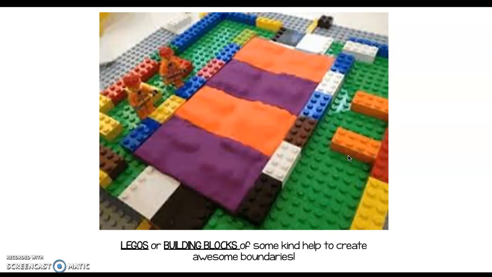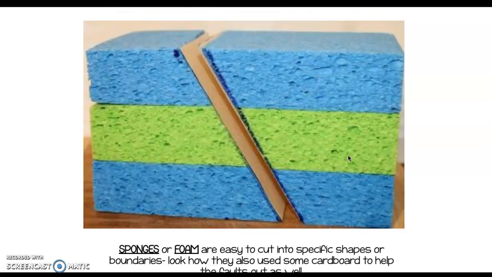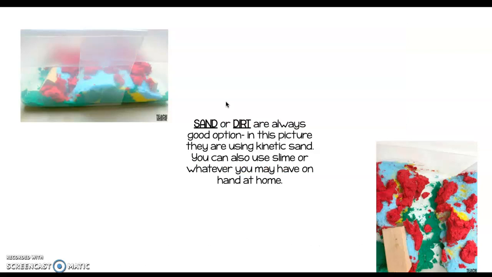Now, it doesn't necessarily have to be all the same color, all the same things like that. They can be different colors like you see up here. That's perfectly fine. Sponges, foam, okay, they're easy to cut into specific shape or plate boundaries. Cardboard can kind of help you out that they're not going to fall or anything like that. Sand, dirt, okay, this is actually kinetic sand. I know my daughter has a lot of it. If you want to use slime, I don't know how well that's going to work out, but I know that certain slimes have certain consistencies, so you can also use that as well.